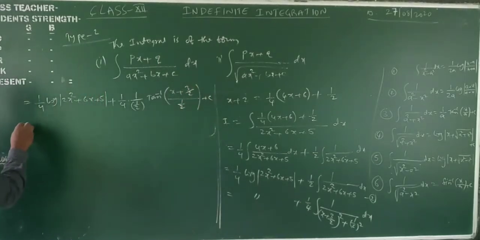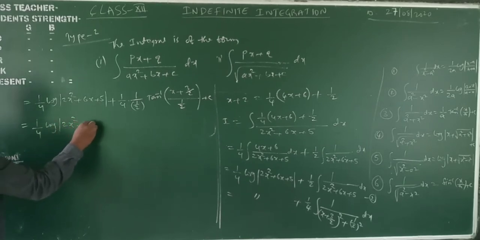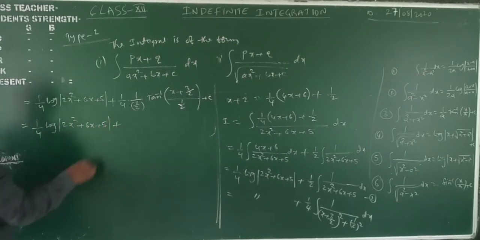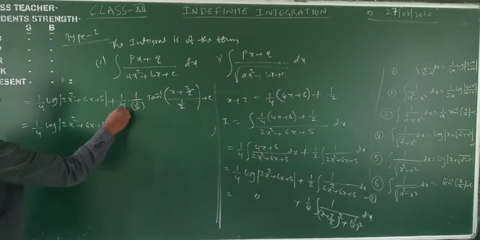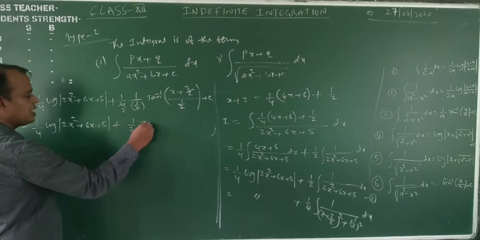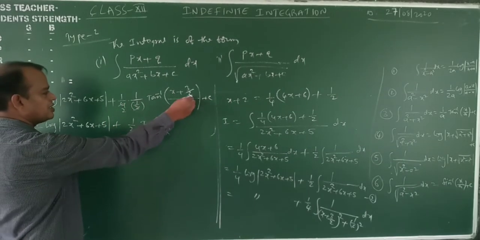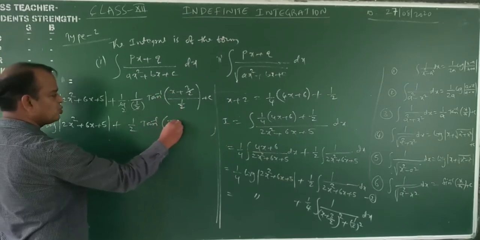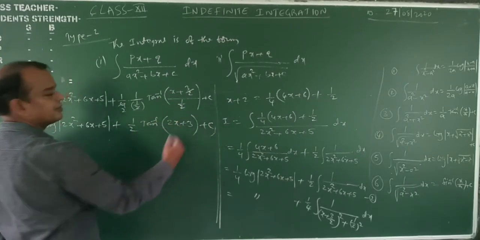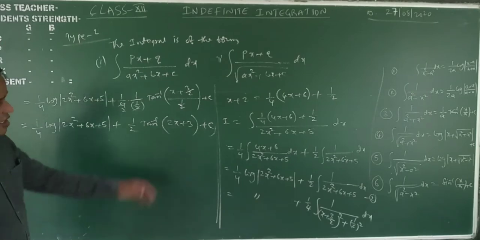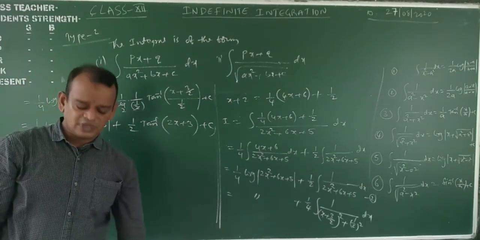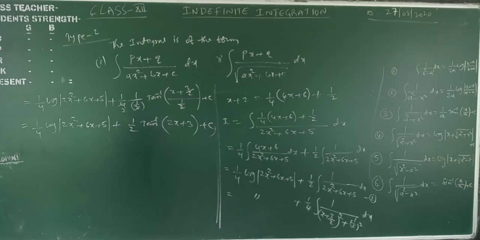So that equals 1 by 4 log mod 2x square plus 6x plus 5 plus, here 2 1s are 2 and 2 2s cancel, 1 by 2 tan inverse of, here the LCM is 2 and the denominator 2s cancel, that is 2x plus 3, plus c. In this way we will complete the problems. Now we are going to the next problem.